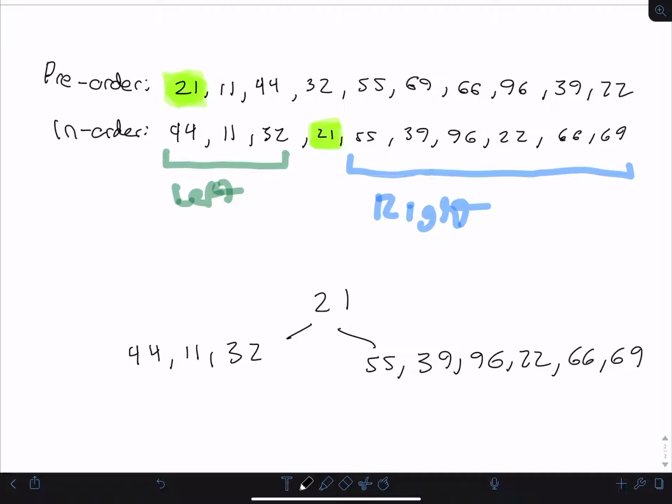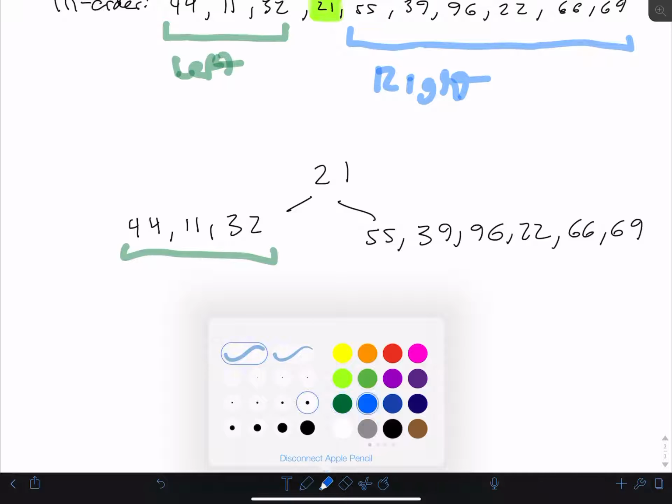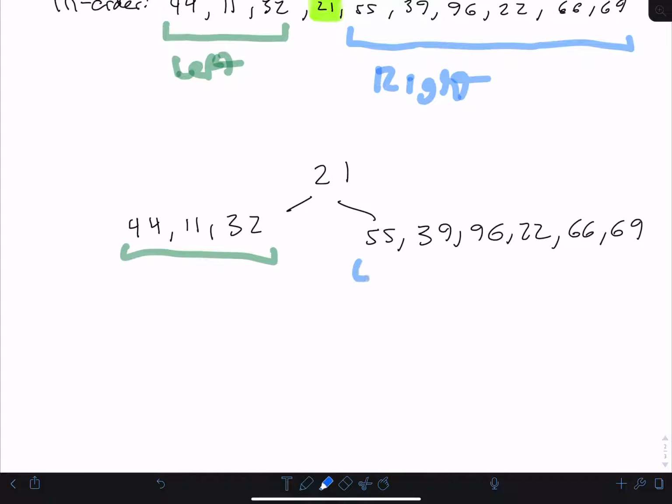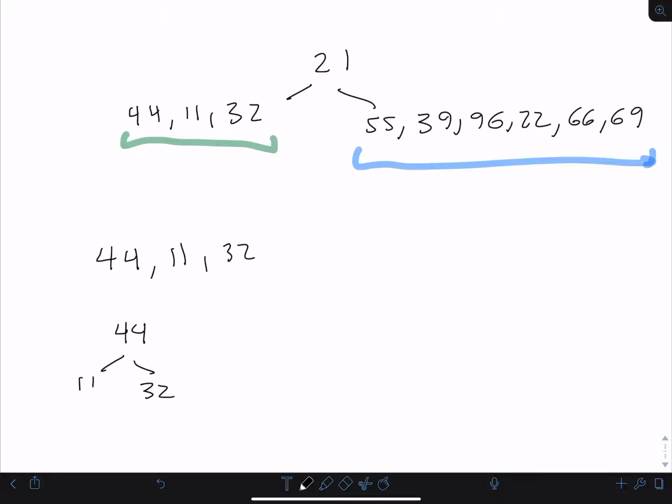So, within the 44, 11, and 32, let's look at this closer. Looking at these numbers closer, what combination could they make? Well, suppose that I said that 11 was the... Actually, before I even tell you what the root is, what combination could I make here? Well, I could have something like this. There's a lot of them, I think.